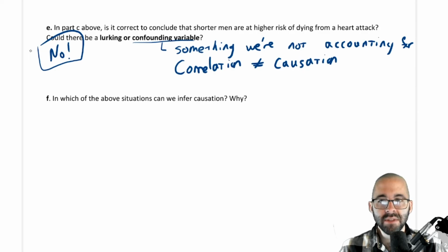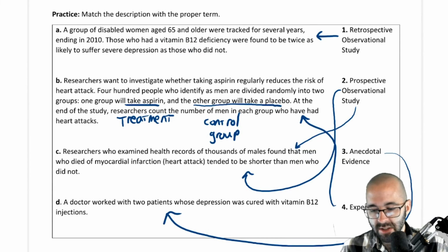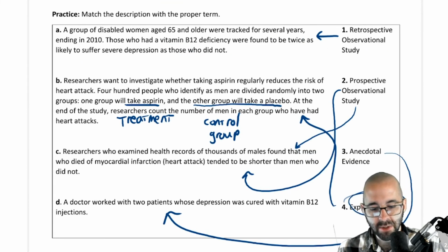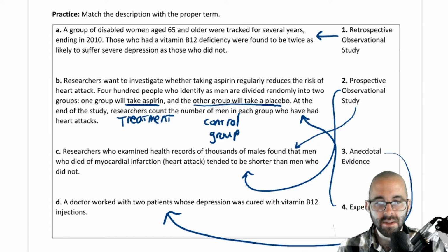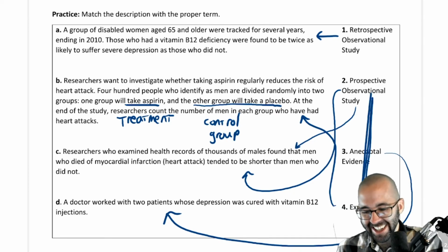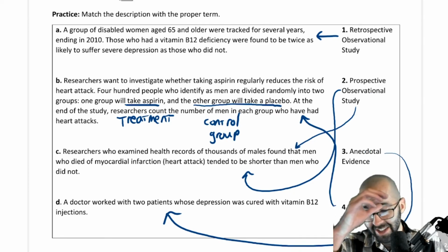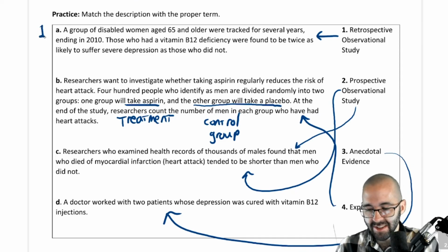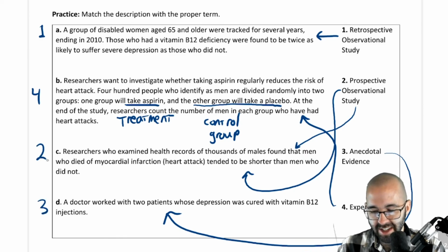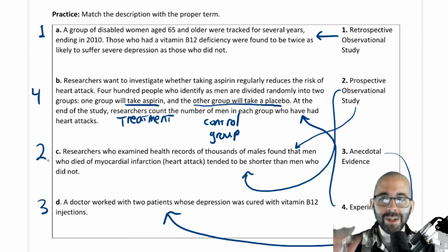In which of the above situations can we infer causation? Well, I kind of spoiled it a little bit, but the experiment one. Okay, the experiment. It really looks like I'm linking these two. I'm not very good at matching. All right, watch this. This is 1. This is 4. This is 3. And this is 2. We did it.